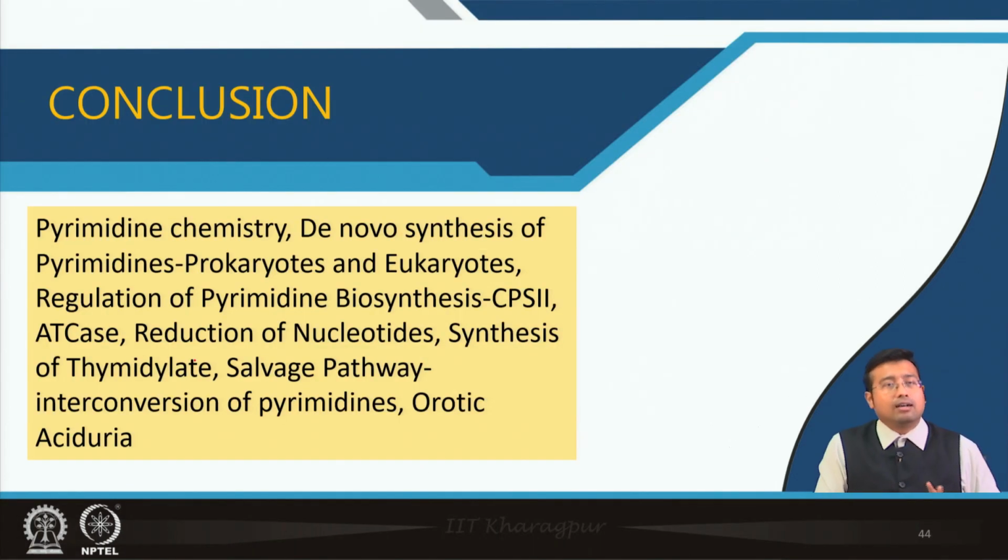So, this is the conclusion. We have discussed pyrimidine chemistry, we have discussed de novo synthesis of pyrimidine, how it is synthesized in prokaryotes and eukaryotes, how it is regulated, how it is reduced by ribonucleotide reductase, synthesis of thymidylate, the salvage pathway, interconversion of pyrimidines, pyrimidine catabolism, and the disorder of pyrimidine biosynthesis, that is orotic aciduria.